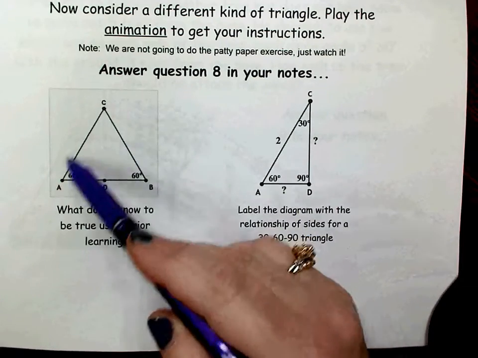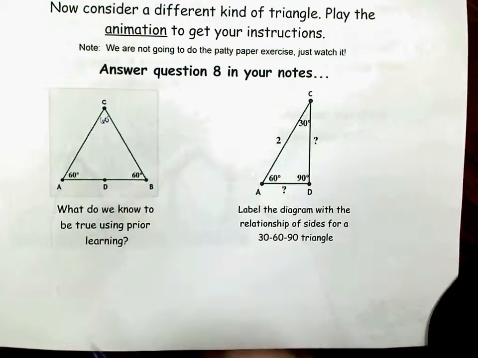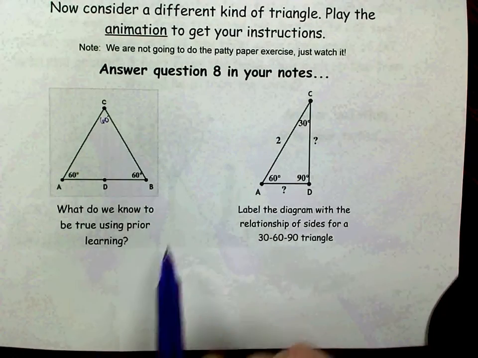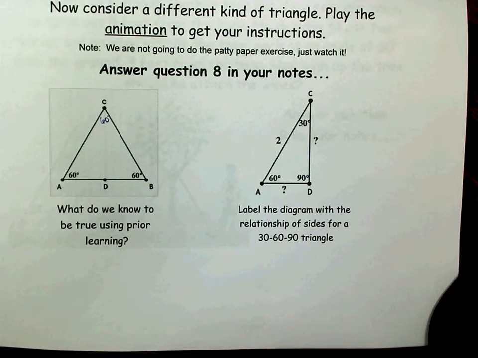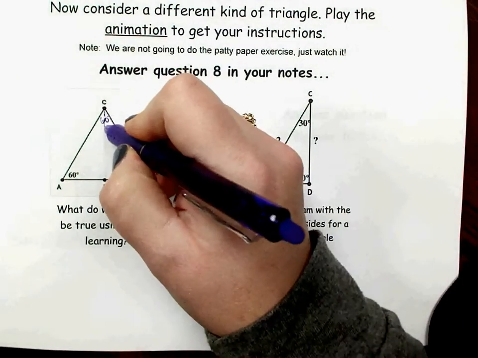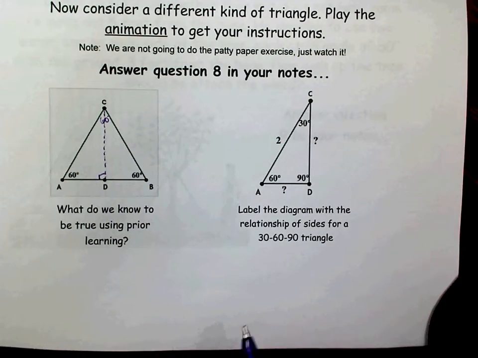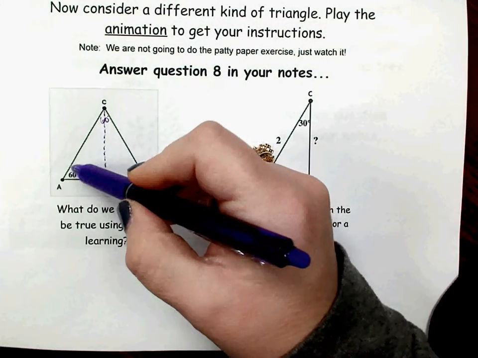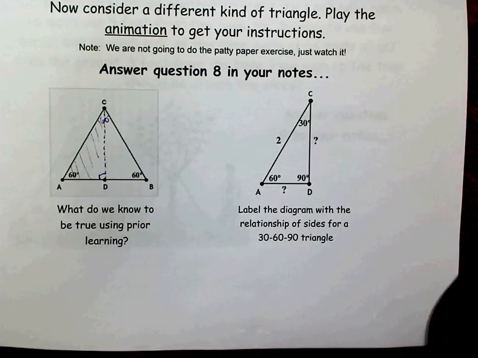So we know with an equilateral triangle, all three angles are 60 degrees. But the equilateral triangle is not our special right triangle because it's not a right triangle. We're going to create a right triangle by drawing in the altitude from one of those 60-degree angles. So what we're focusing in on is this triangle right here.